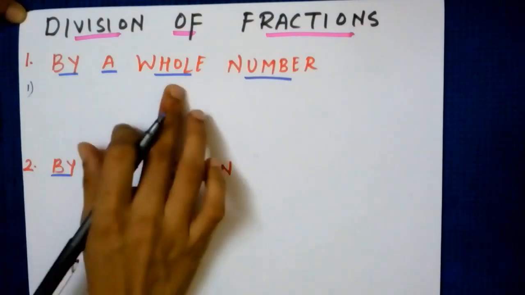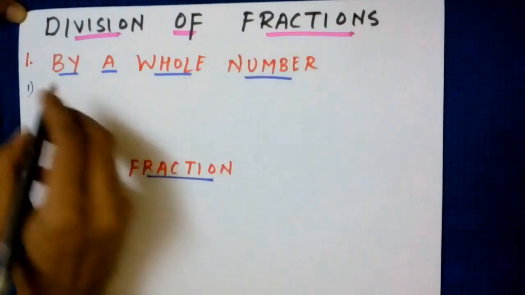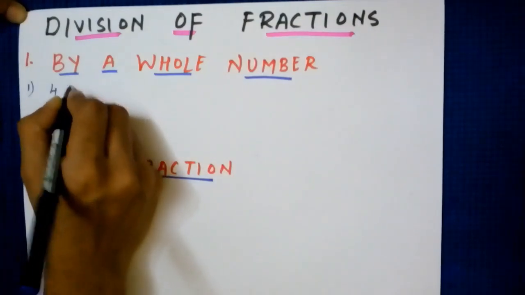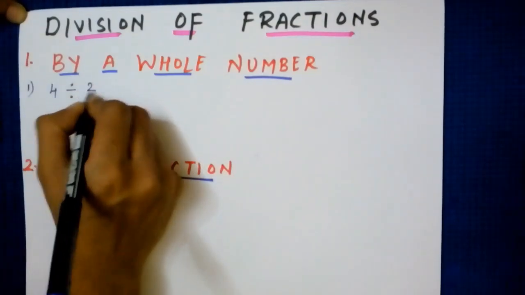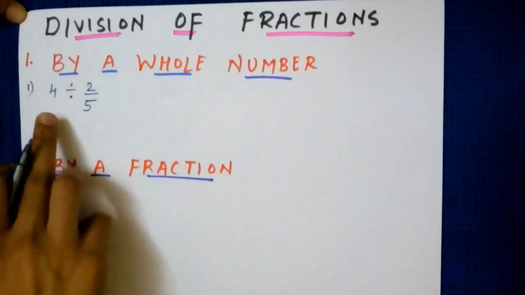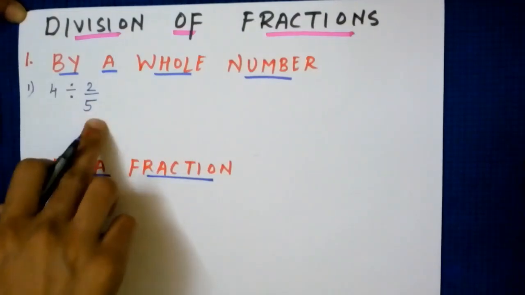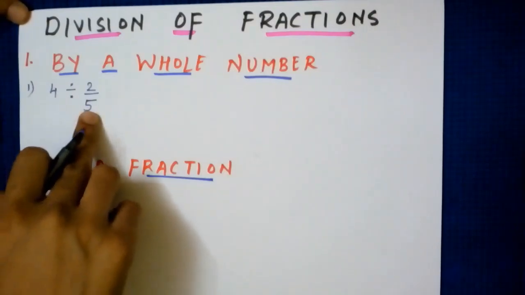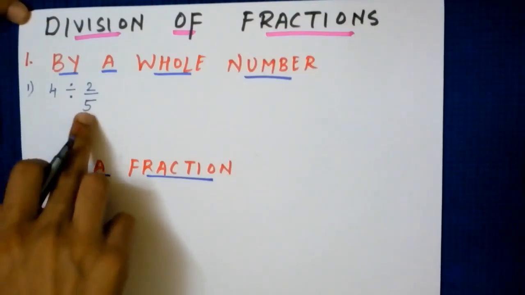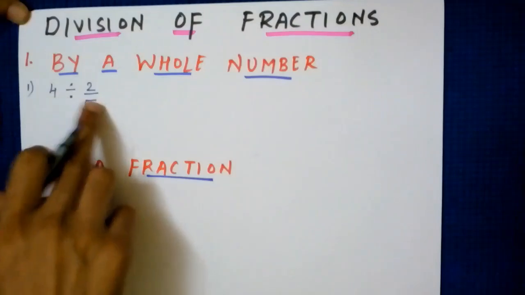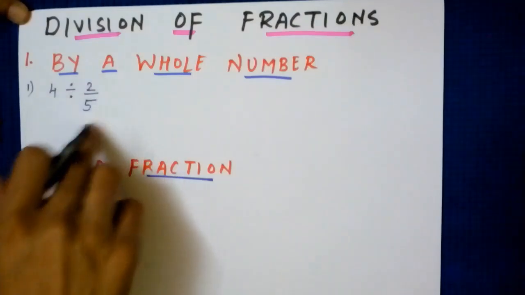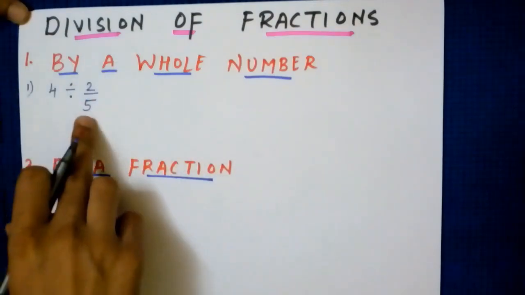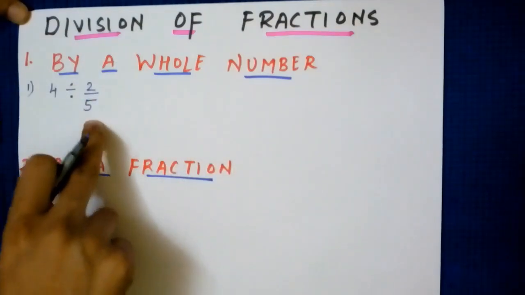First, let us take one whole number and one fraction. Here I am taking 4 divided by 2 upon 5. As you can see, this is a whole number and this is a fraction. So we are dividing a whole number by a fraction. Now whenever you divide a whole number by a fraction, you can't divide it directly, because 2 upon 5 is a fraction. So what you need to do is take the reciprocal of 2 upon 5.